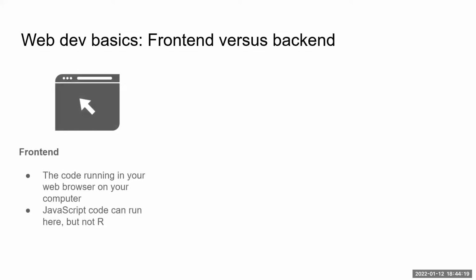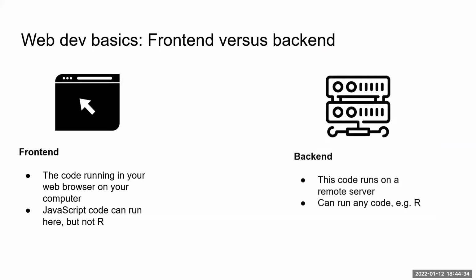So the front end versus the back end. The front end refers to the code running in your web browser. So on your computer, when you're clicking around on there, that is JavaScript code. If you say, click on a thing in a table or click on a plot, that's all JavaScript. R can't run in the browser. The back end is another server somewhere else. This could be on a cloud server or just anyone's server in their basement. This is the back end. So this code is only running there. It can't run in the browser, right? So R could run here, or really any other programming language, but it's not as quick or interactive.